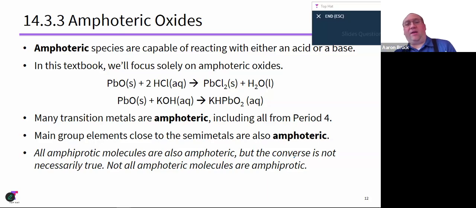Amphoteric species are capable of reacting with either acids or bases. This is different than something being amphiprotic. An amphiprotic substance is capable of acting as an acid or a base. There's a difference between acting as them or reacting with them. Amphoteric substances react with acids and react with bases. Amphiprotic substances can act as acid or base depending upon their circumstances.